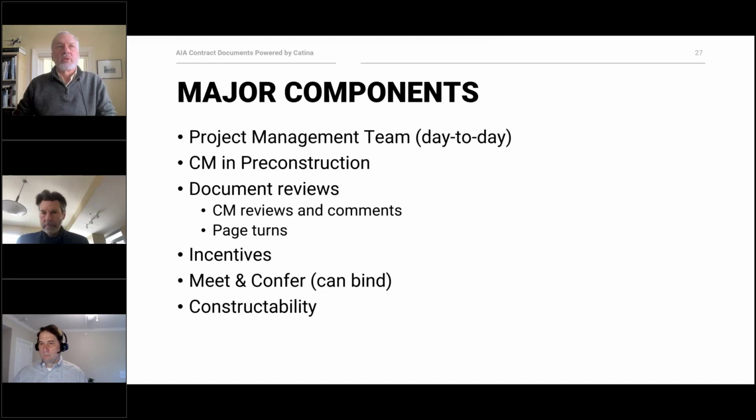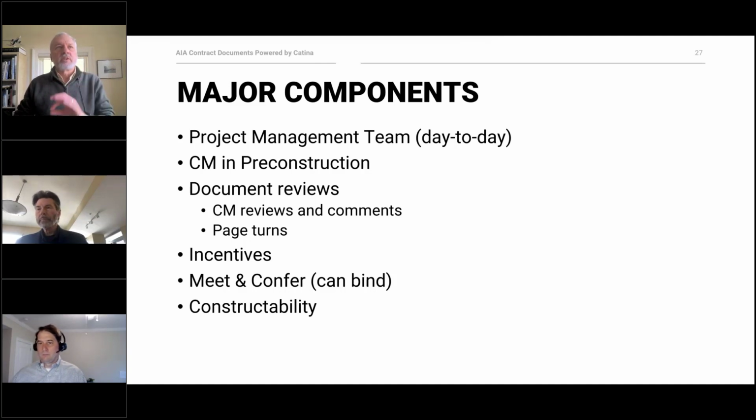So we look at the major components. It'll be the project management team, which is the day-by-day management, how the CM works in pre-construction, which in the A133 was not really developed. We have other things in here about what the requirements are for the CM to review and comment. How do we handle what we call page turners or page-by-page reviews? Let's all make sure that we're reviewing the documents, working together, identifying risk, identifying opportunities, and we can bring value engineering into that, et cetera.